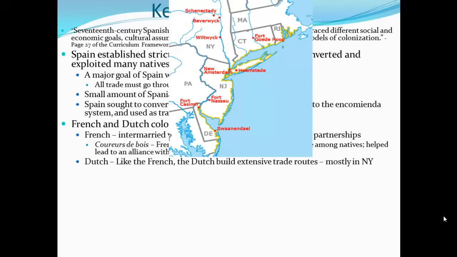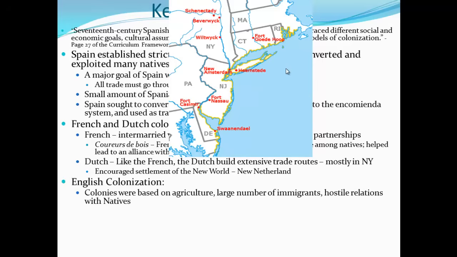The Dutch, similar to the French, built extensive trade routes in what is mostly present-day New York, and they encouraged settlement of the New World in New Netherland, which is located right over here. The British eventually take that over.